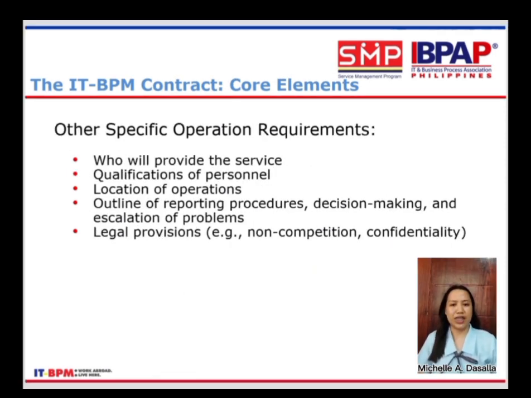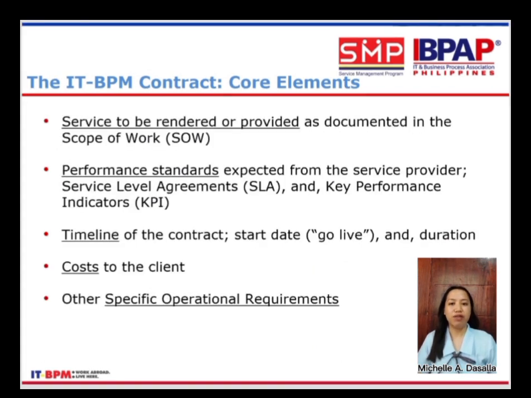Fifth core element is other specific operation requirements. It refers to very specific contractual details that protect both the client and service provider from ambiguity. It usually covers the following: who will provide the service, qualification of personnel, location of operations, outline of reporting procedures, decision-making and escalation of problems, legal provisions, non-competition, or confidentiality. Taken together, these core elements empower the relationship between the client and the service provider.